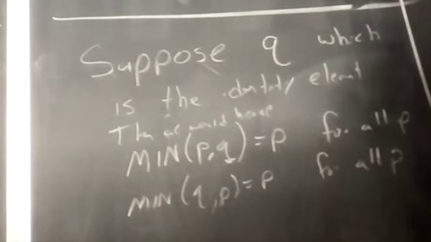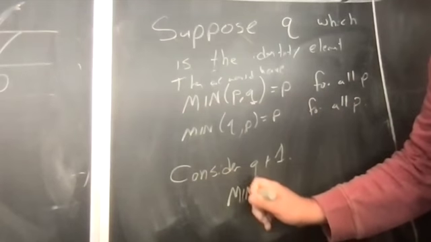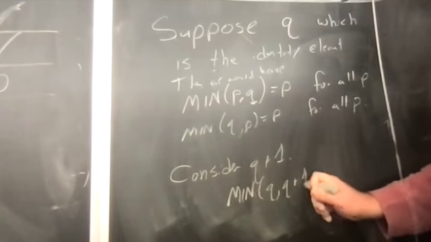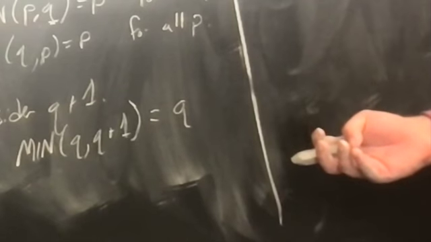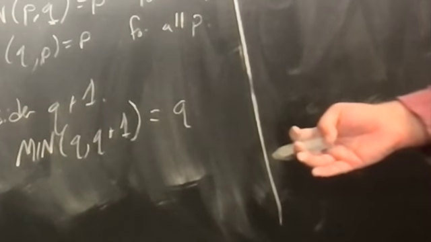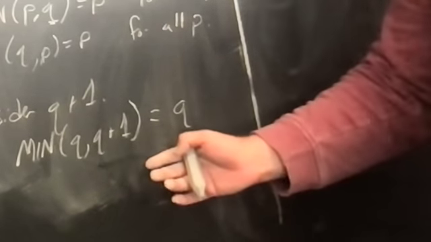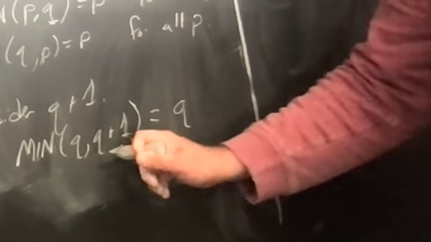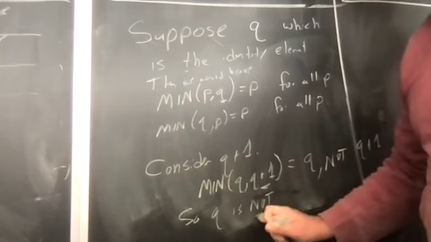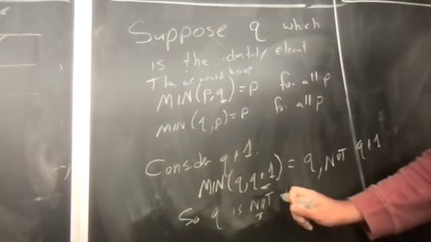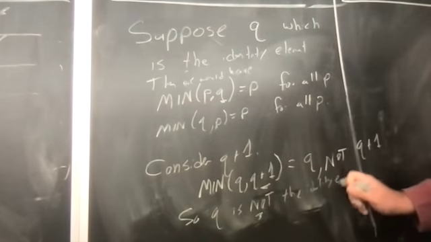What happens? Look at Q plus 1. Consider Q plus 1. Min of Q plus 1 and Q is equal to what? What should it be if this were an identity element? It should be Q plus 1, because identity elements are supposed to let things pass through. But I found something where this supposed identity element doesn't let things pass through, so it's impossible. Q is actually not an identity element, and this is a problem, as we said it was, if we wanted to give a very formal proof.